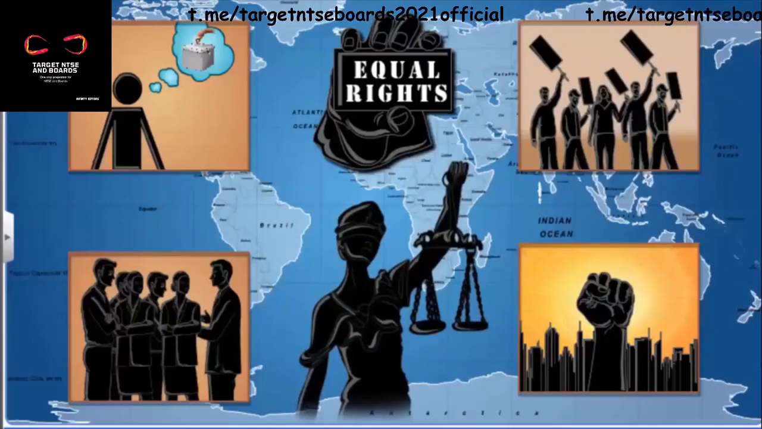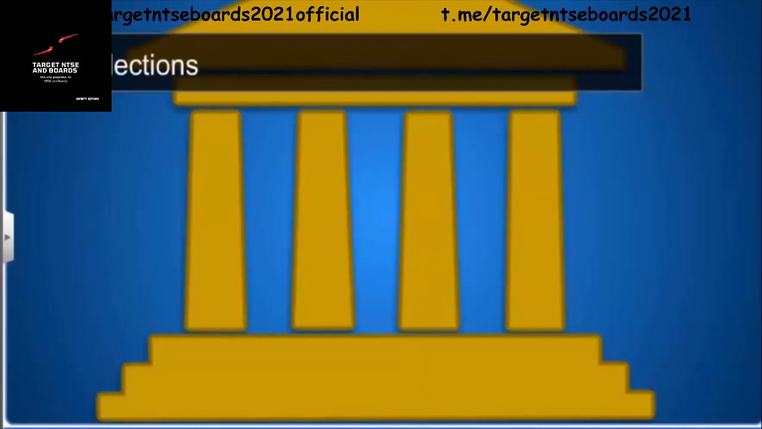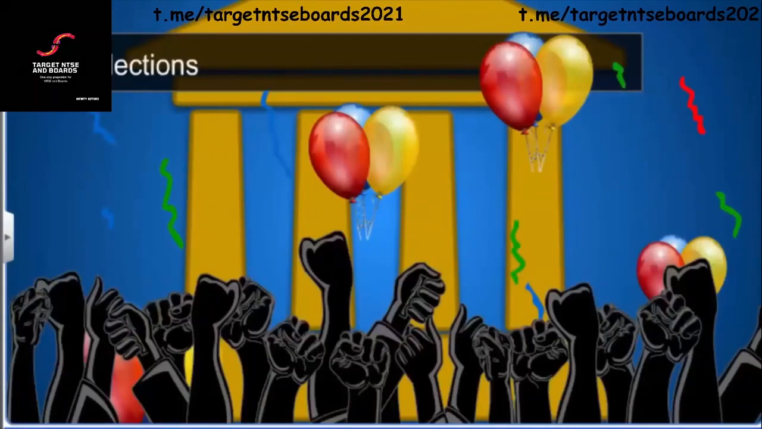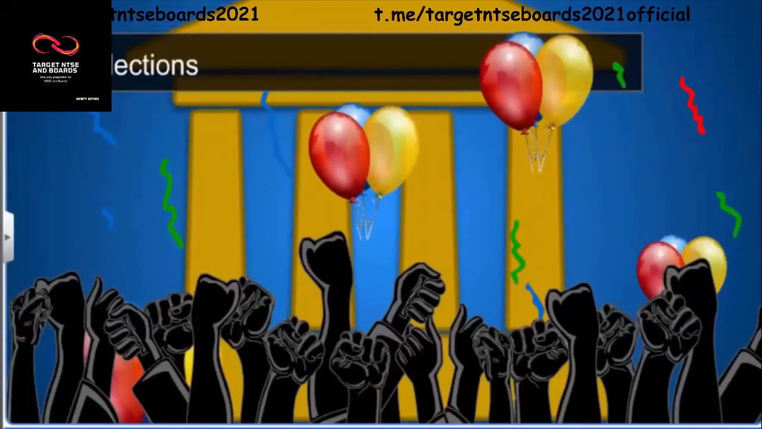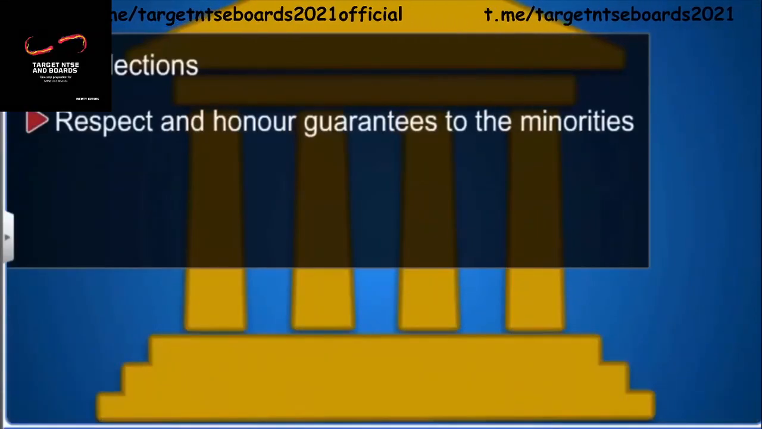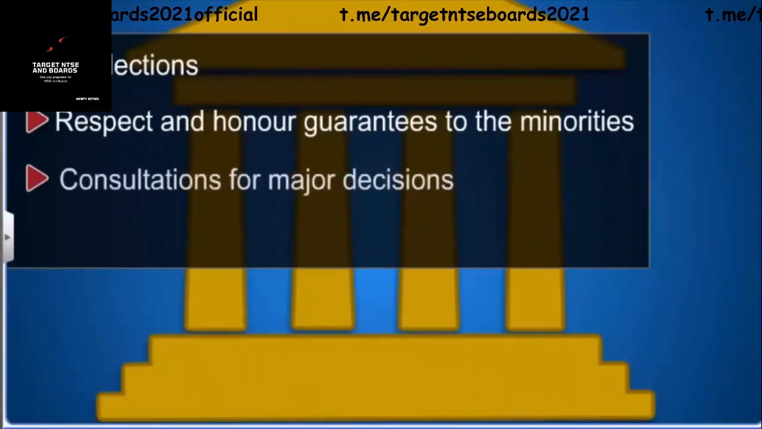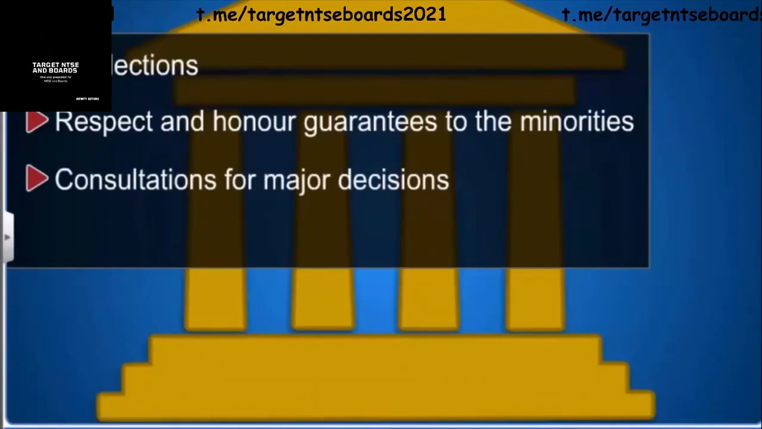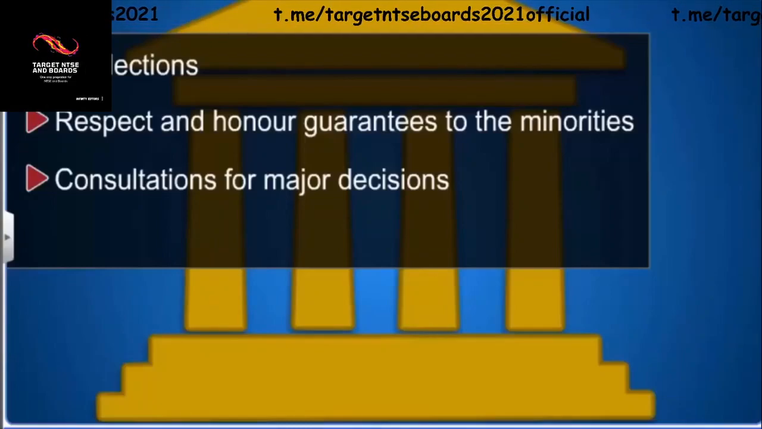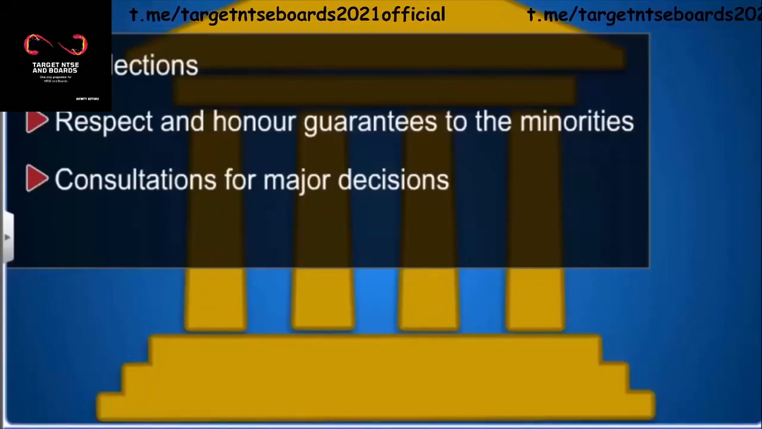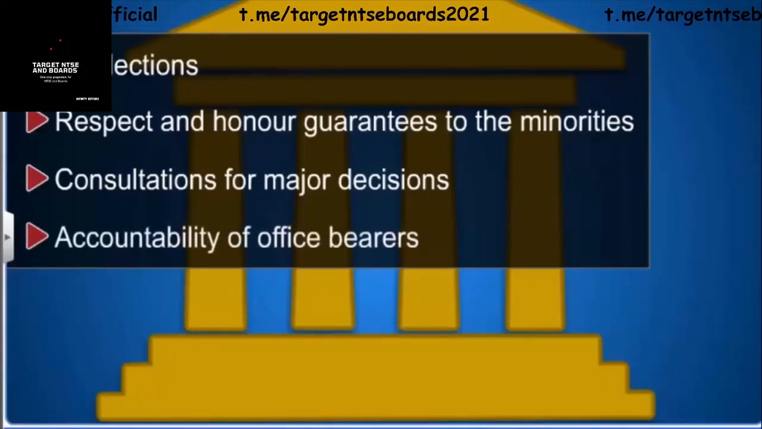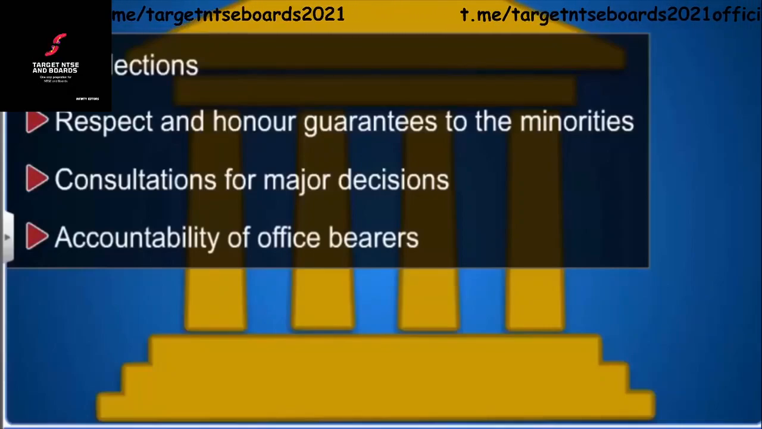Now, let's consider the conditions that apply to the way a government is run after an election. Winning an election does not entitle a democratic government to do whatever it likes. The government in power needs to respect and honor the guarantees to the minorities. Additionally, major decisions cannot be taken without going through a number of consultations at every step. All office bearers are assigned certain rights and responsibilities by the Constitution as well as the law. They are accountable for fulfilling their responsibilities to the public as well as to other independent officials.